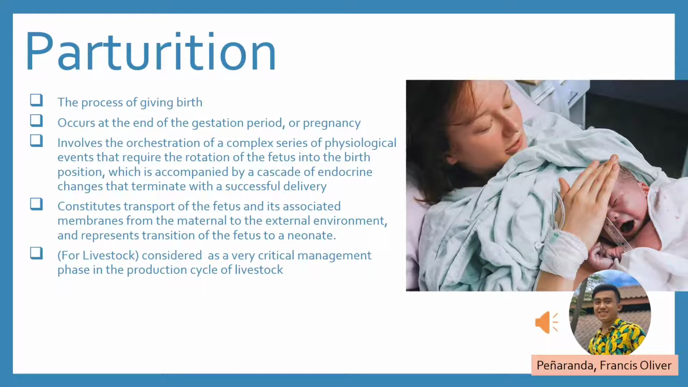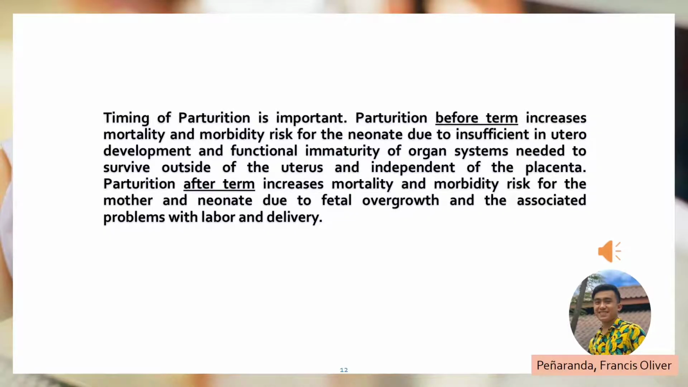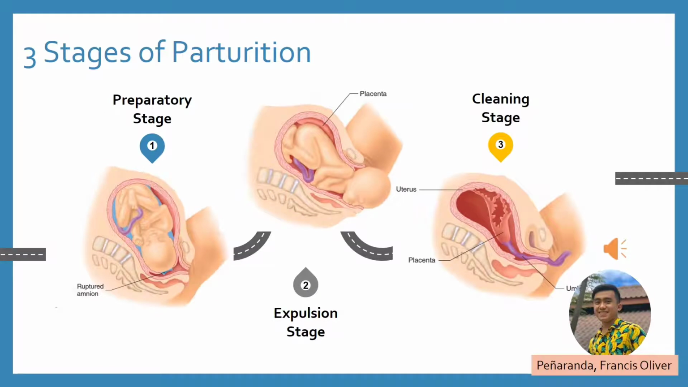It is considered a very critical management phase in the production cycle of livestock. Timing of parturition is important. Parturition before term increases mortality and morbidity risk for the neonate due to insufficient in utero development and functional immaturity of organ systems needed to survive outside of the uterus and independent of the placenta. Parturition after term increases mortality and morbidity risk for mother and neonate due to fetal overgrowth and the associated problems with labor and delivery.